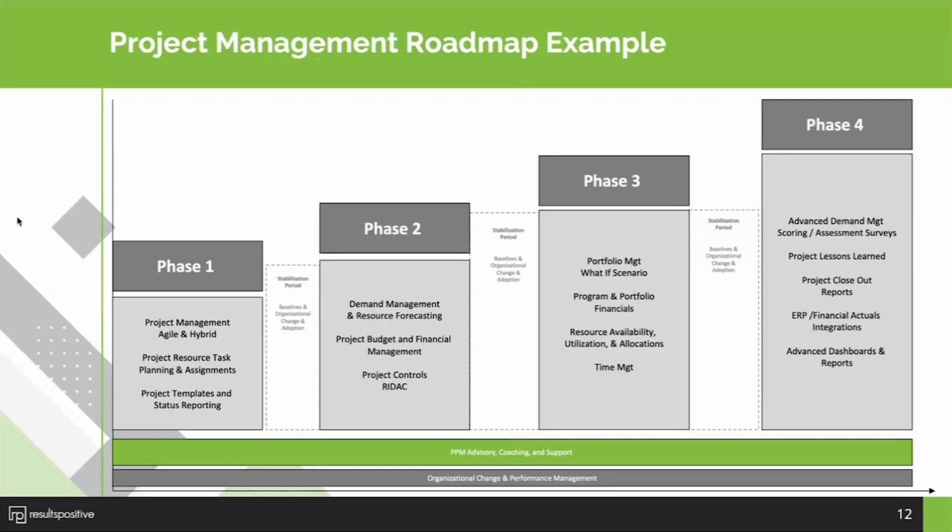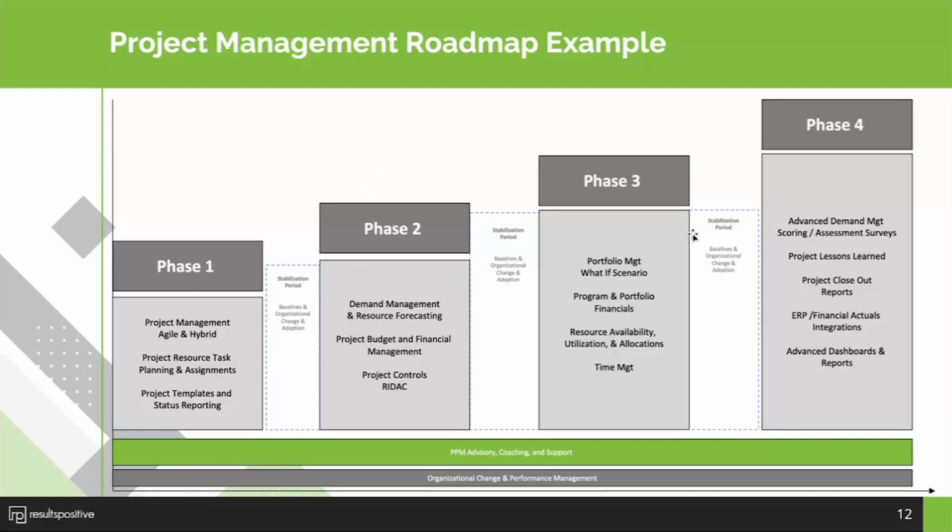So next here we have project management. So basically starting with project management first. So here we have project management in the first phase. Here we're highlighting, say, agile or hybrid as appropriate. Phase 2 is then bringing in the actual demand capabilities, bringing in some of your project controls, bringing in more detailed project financials here in phase 2.